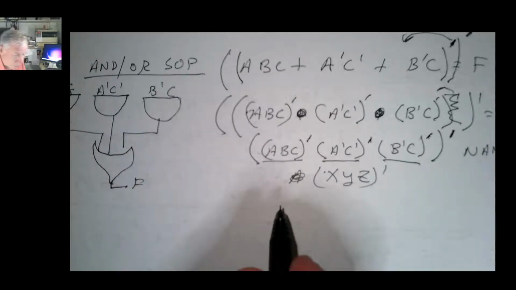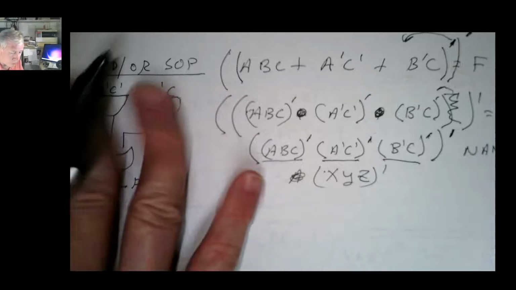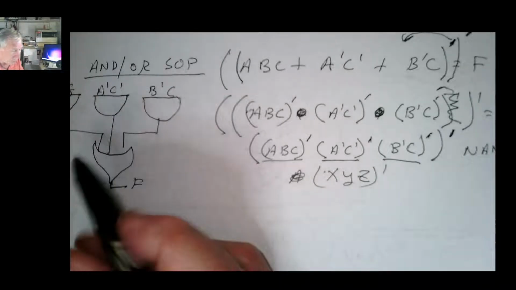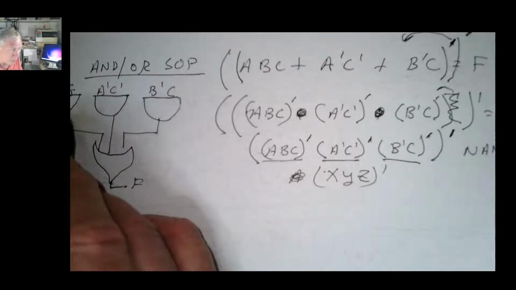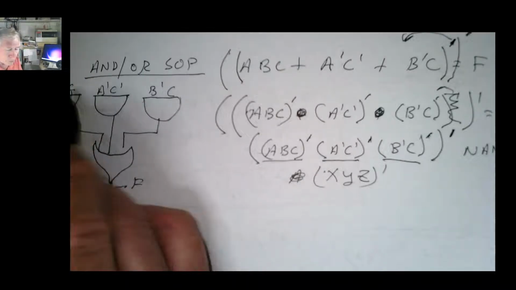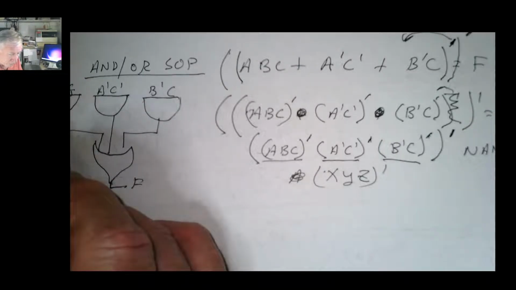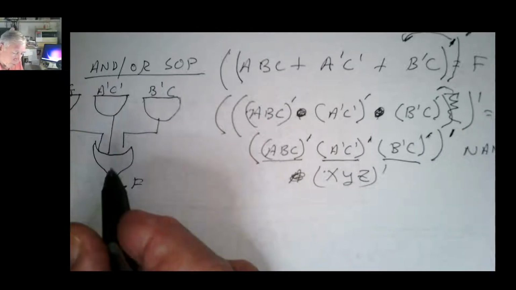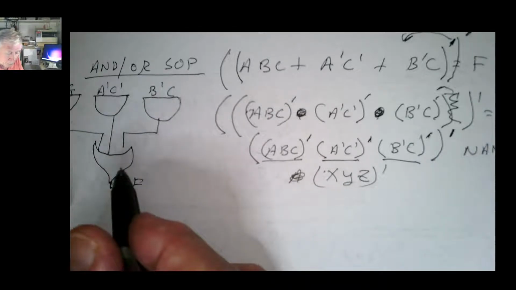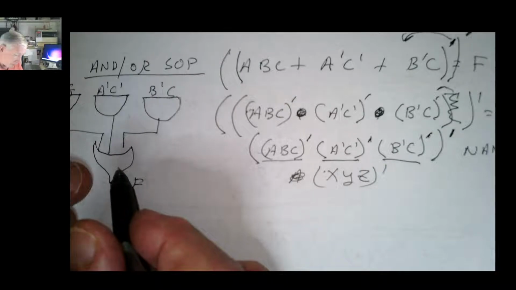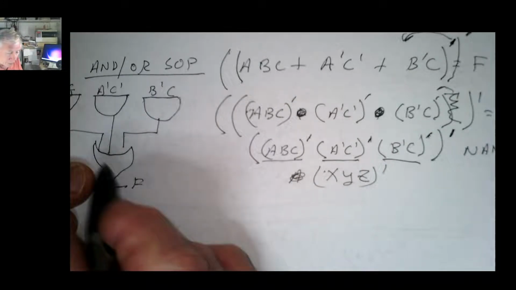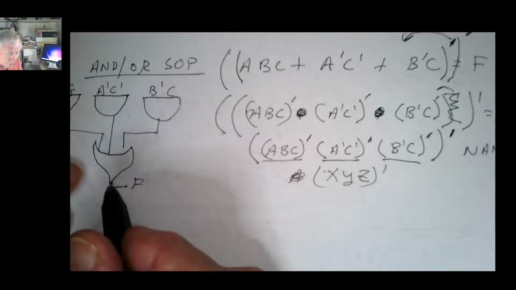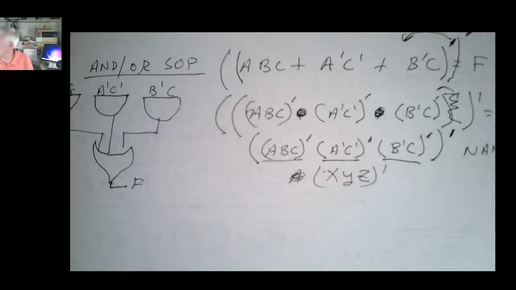Now, remember how we can substitute in alternate symbols for these gates. Remember, our alternate symbol for an AND gate is an OR gate with inverters on all the inputs and all the outputs. And the symbol for an OR gate is an AND gate with inverters on all the inputs and the output.